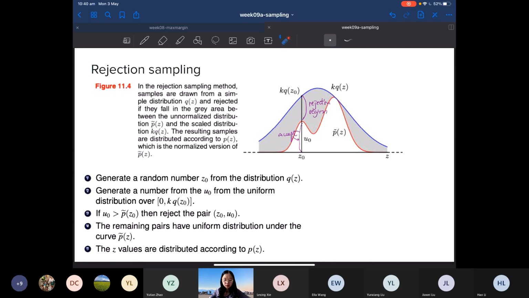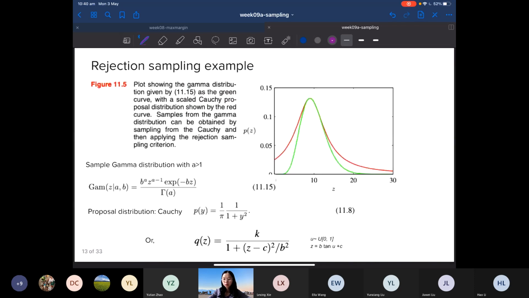And in here, pairs refers to essentially Z and Z0 and P tilde 0. And if we normalize properly, then Z is distributed according to P of Z. All right, so here is rejection sampling, like a skeleton of how it works, right?